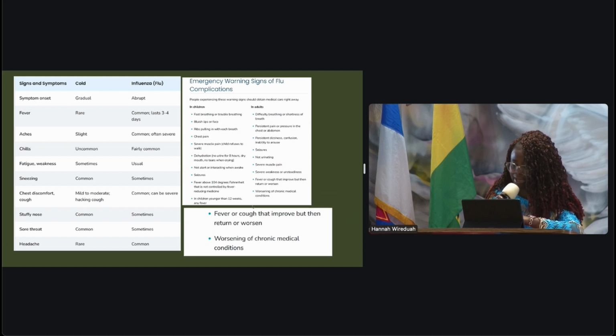And headache is very rare with cold. So when you have a cold, it's just a little, but with flu you get a headache. And it's very common with flu. And two age groups are very important.